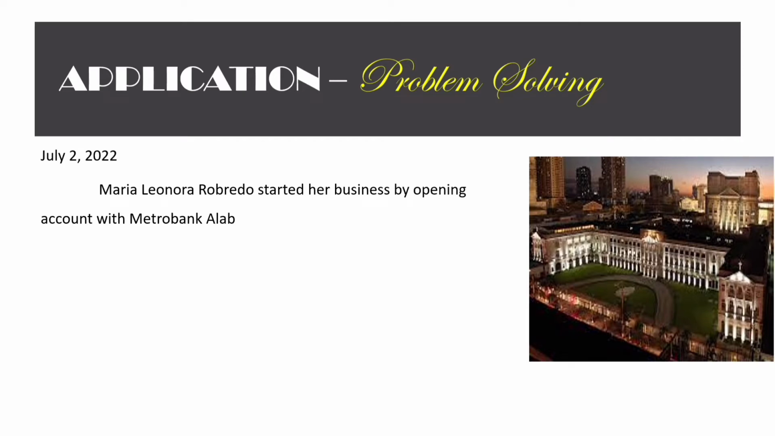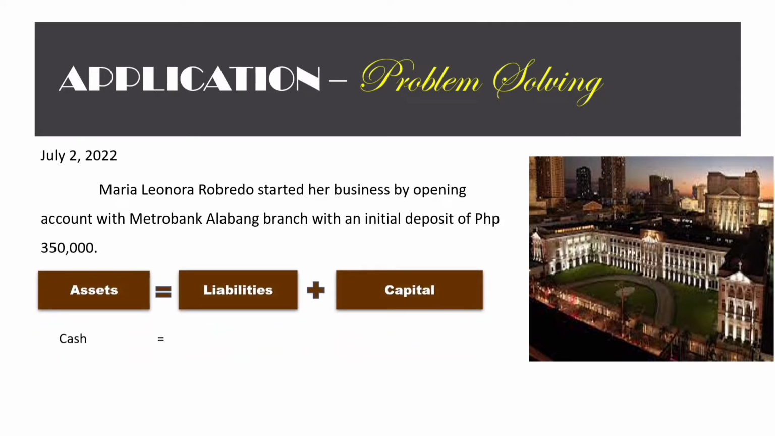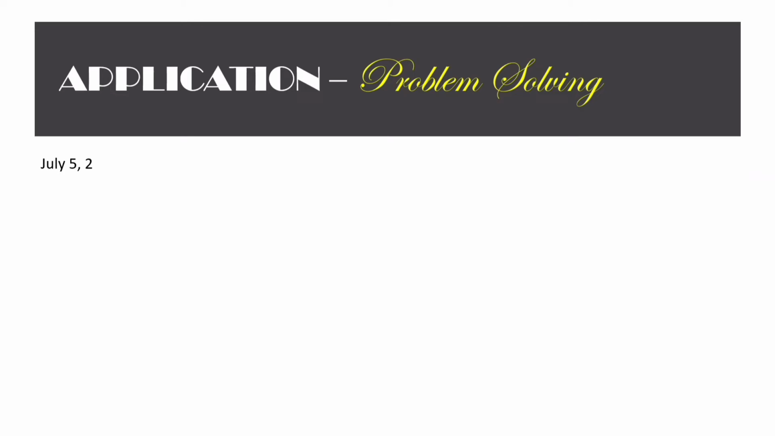So on July 2, Ms. Robredo deposited 350,000 at Metrobank Alabang branch as initial capital. An entity separate and distinct from Robredo personal financial affairs is created. An economic resource, cash of 350,000 is invested in the business entity. The source of this asset is the contribution made by the owner, which represents owner's equity.